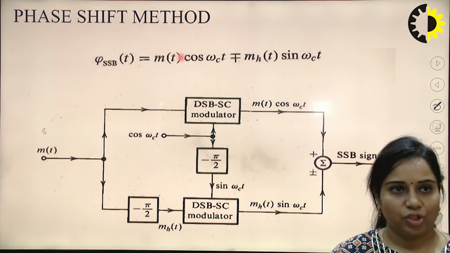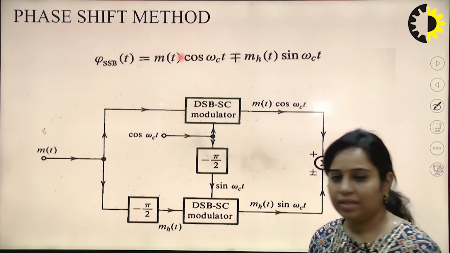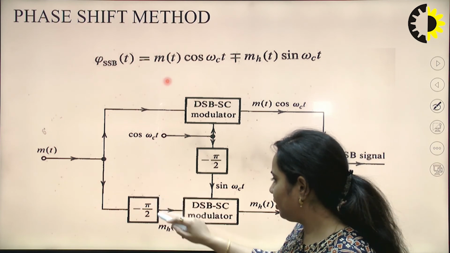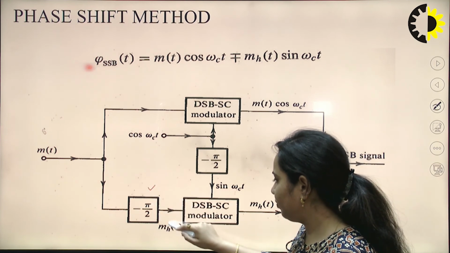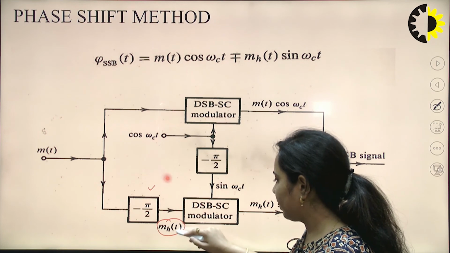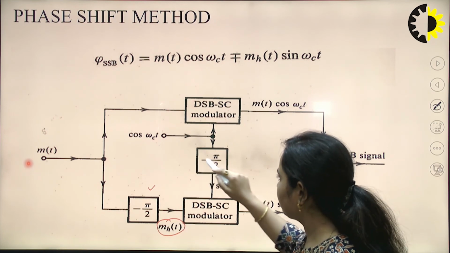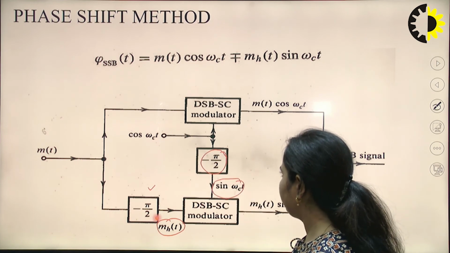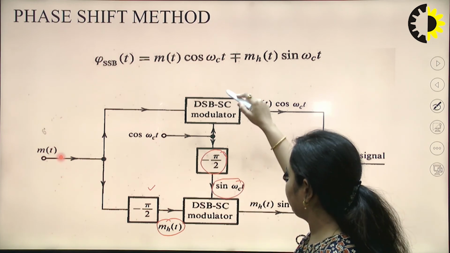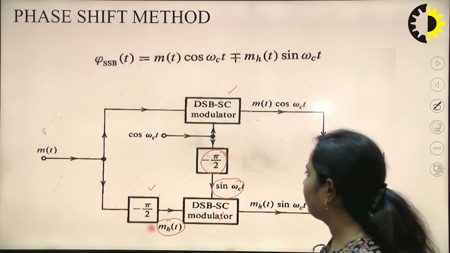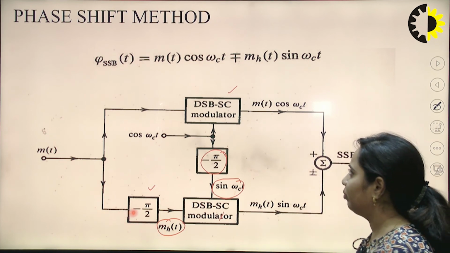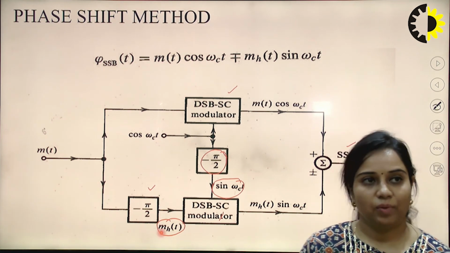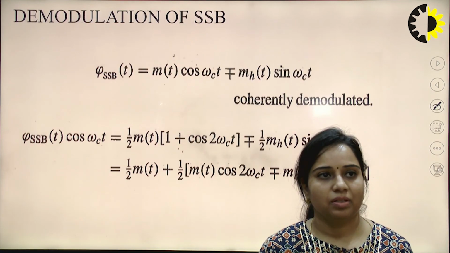Next is the phase shift method. In this case, as you can see, according to the equation, when m(t) is passed through a π/2 phase shifter, the Hilbert transform m_h(t) will be generated, and when cos ωct is passed through a 90-degree phase shifter, sin ωct will be generated. We use two DSB-SC modulators, that is balanced modulators or product modulators, and we get the SSB-SC signal. The equation we have already seen in the previous slides.